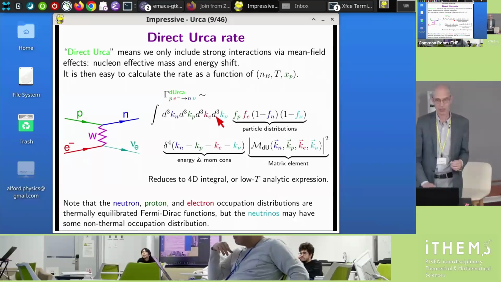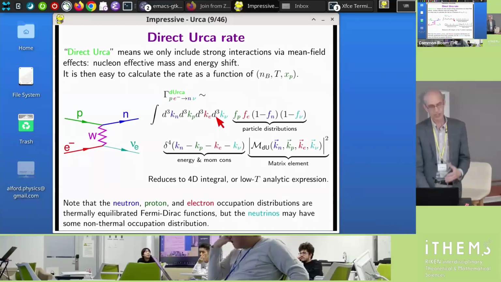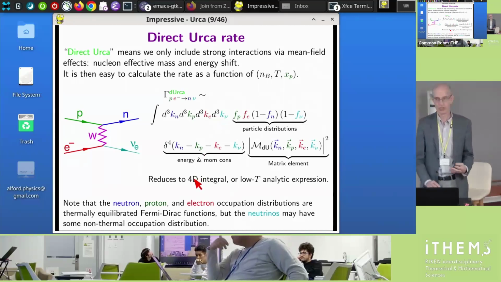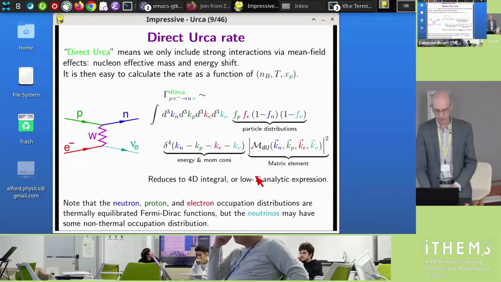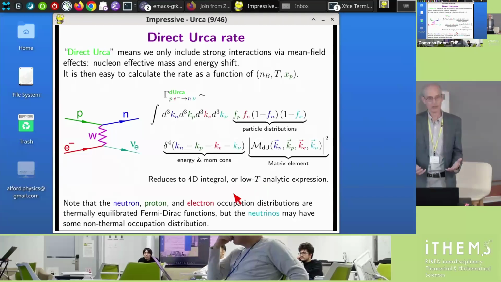Okay, so you can do it, and actually you can make some good choices. Choose a frame of reference and things like that, and you can reduce this to a 4-dimensional integral. So it's not even as bad as it looks. You can reduce it to a 4-dimensional integral, and at low temperatures you can reduce it to an analytic expression because all the particles that participate will be on their Fermi surfaces. So you can even reduce it to the point where it's an analytic result at low temperatures. So that's the direct Urca rate. So it's a very straightforward calculation. People have done it many times.